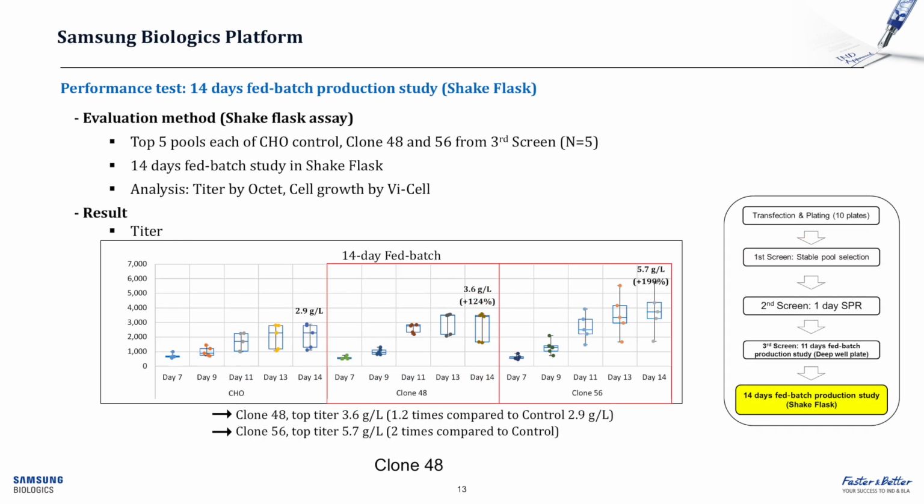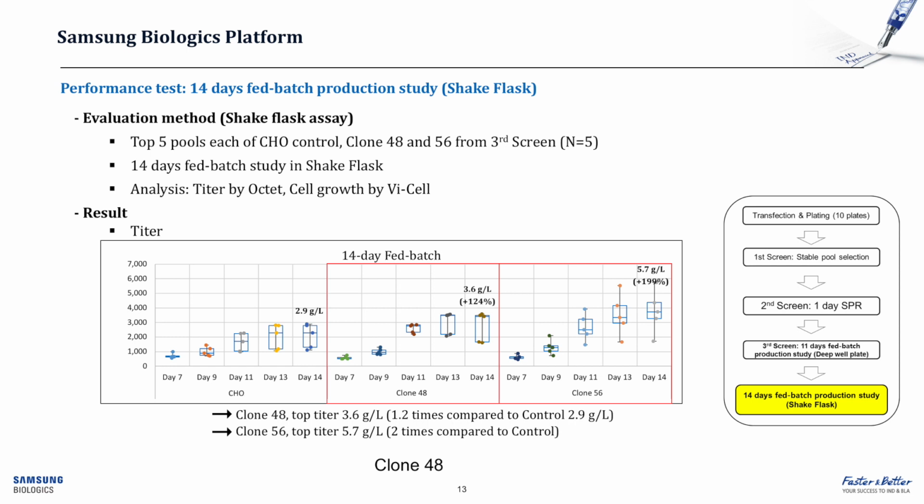Jumping through our workflow of the performance test, the 14-day fed batch production study was performed in shake flasks. We took the top 5 pools from each of the CHO control, and clones 48 and 56, and went through a 125 ml shake flask with a working volume of 50 ml through a 14-day fed batch study. You can see in the left part of the graph, the CHO control after the 14 days is 2.9 gram per liter, which is typical for the IgG1s that we express here at Samsung. It's a decent expression after the stable pool stage.